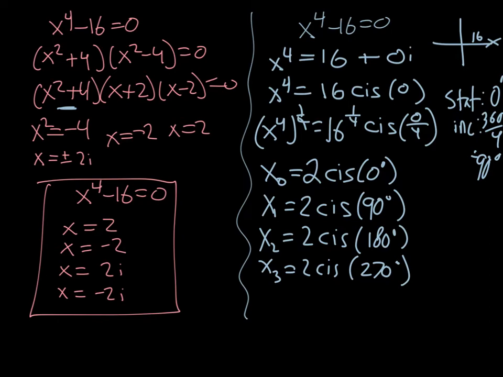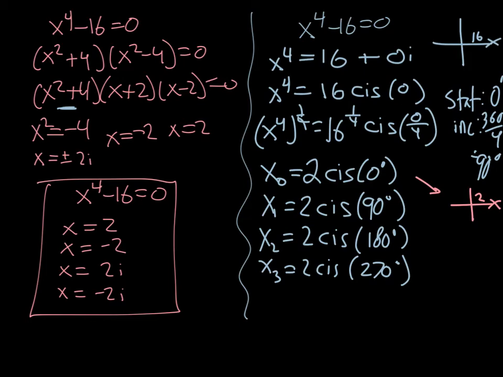Now, if we go back and take these and convert them back into rectangular form, I like pictures. It helps to look at a picture here. So if we're going to take my x0, I know it's a radius of 2 and an angle of 0. That's right there. Okay, so my radius is 2, my angle is 0.